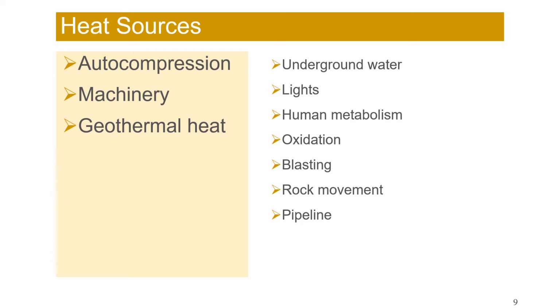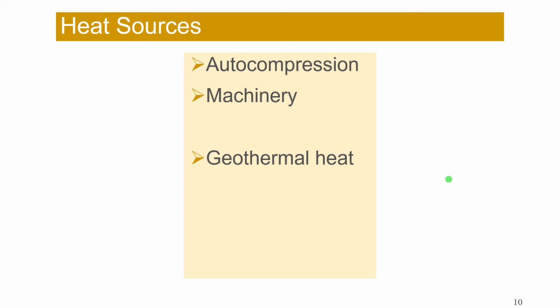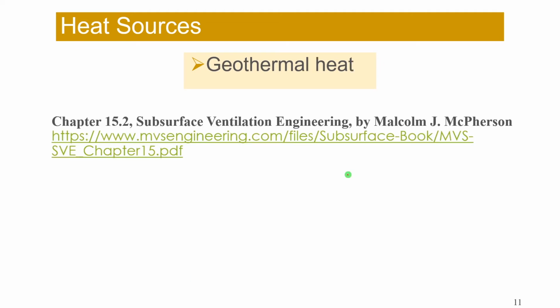both personnel and equipment. The three major heat sources in mines are autocompression, machinery, and geothermal heat from strata. The geothermal heat from the strata is the most complex to analyze in a quantitative manner. For a detailed method for analyzing geothermal heat from strata, please refer to chapter 15.2 in this book. You can download the PDF file from the link listed on this slide.